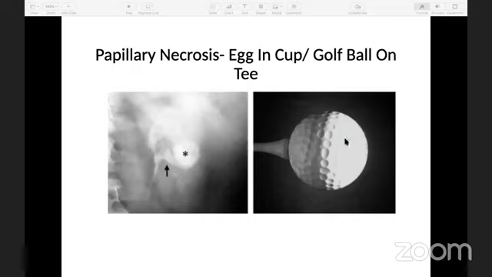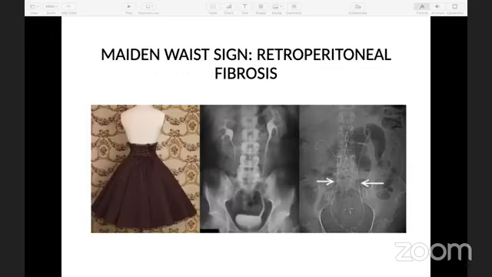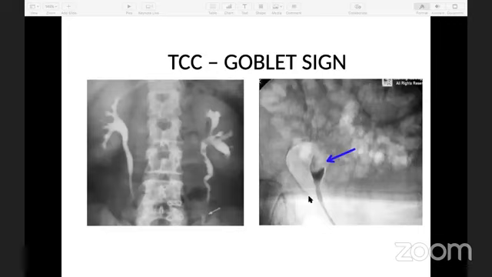Papillary necrosis producing egg in cup or Wolf ball on tee appearance. Medial deviation of middle ureters producing Maiden waist sign in retroperitoneal fibrosis. Filling defect in left upper ureter, which on RGP produces a typical goblet sign.